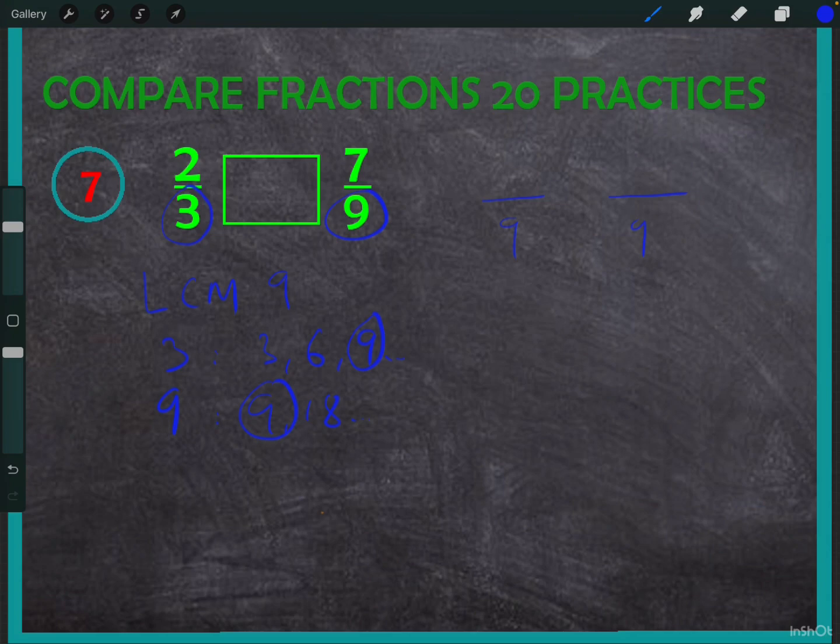For the first fraction, we must multiply 3 by 3 to get 9, and we must also multiply 2 by 3, so it becomes 6 over 9. The second fraction, we just write again, 7 over 9.